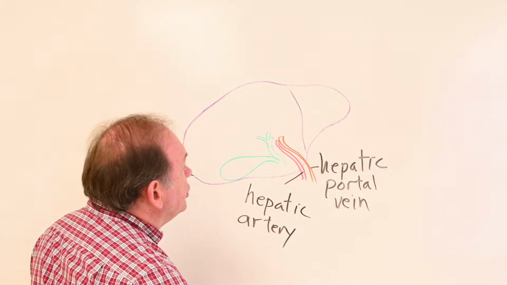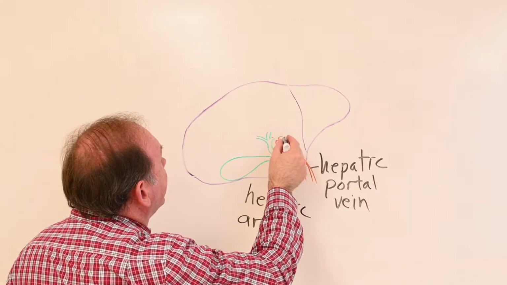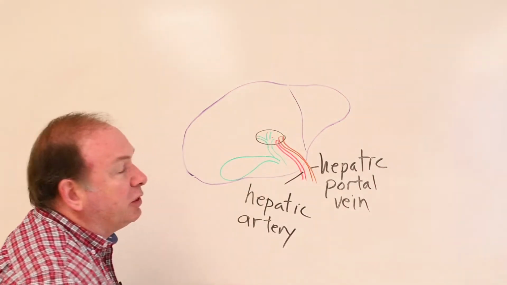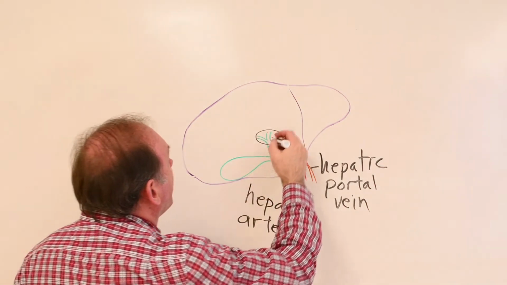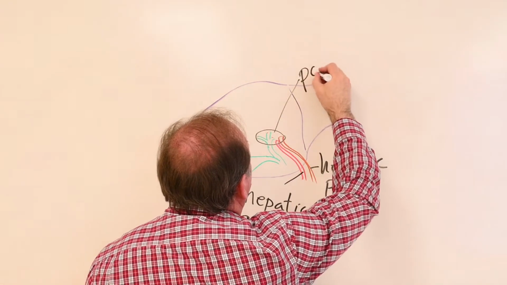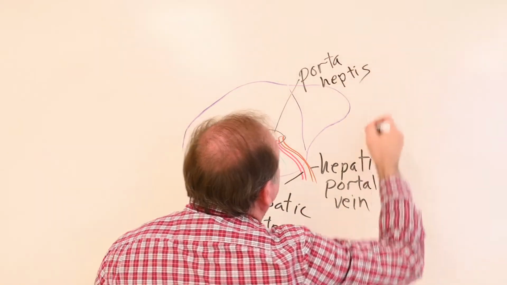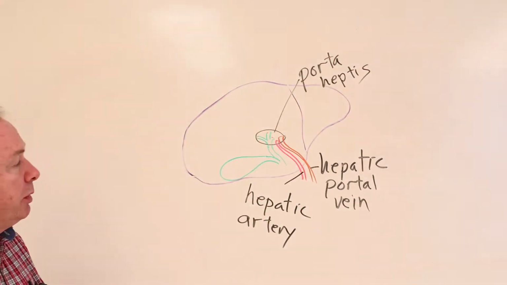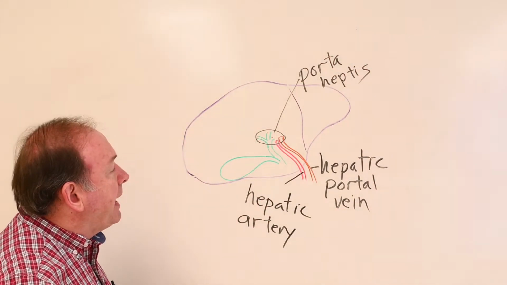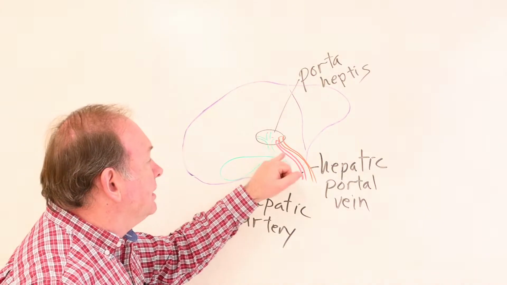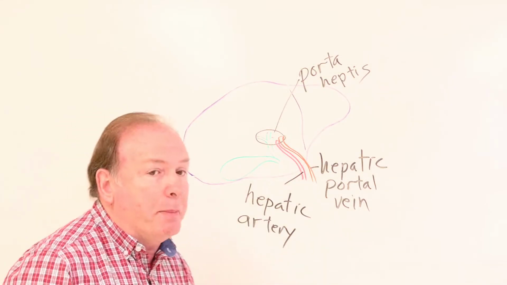This general region right here, where all of these vessels and ducts connect to the liver, is referred to as the porta hepatis. P-O-R-T-A, hepatis. The portal to the liver, porta hepatis. It includes the bile ducts, the hepatic artery, and hepatic portal vein.